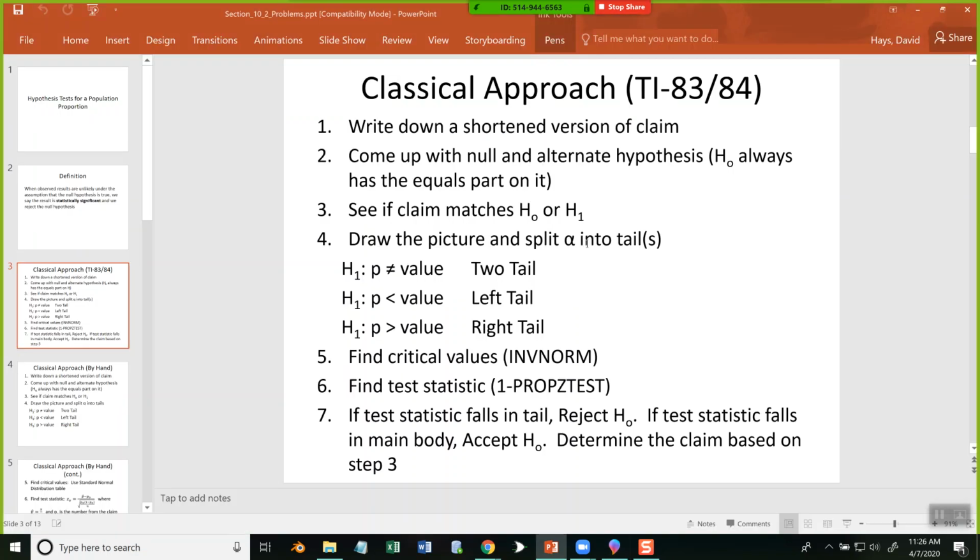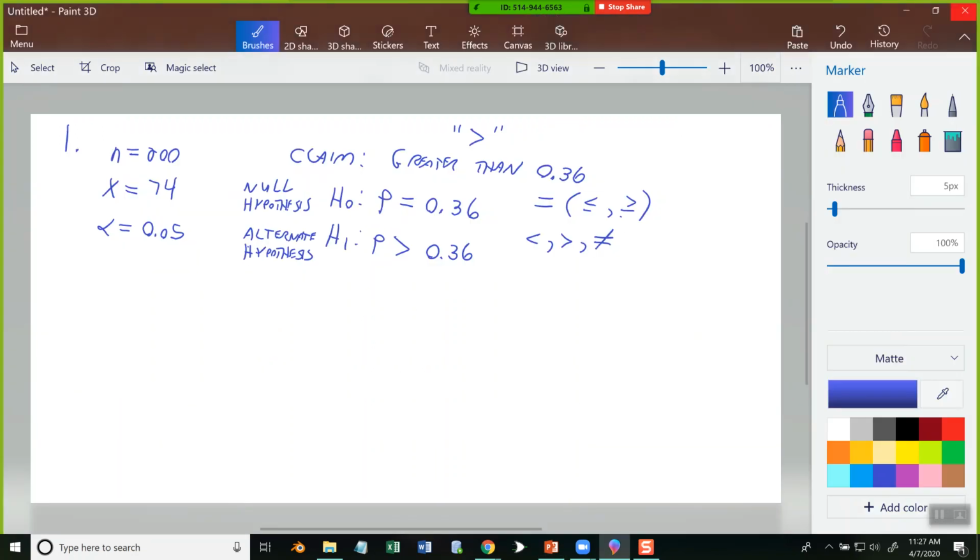Step 3, see if your claim matches H naught or H1. This is going to be based upon the symbol. Since this was a greater than symbol right up here, and this is a greater than symbol, then our claim is going to match H1. Again, you look at the symbols to see which one it goes with.